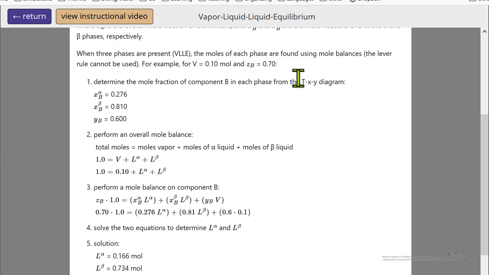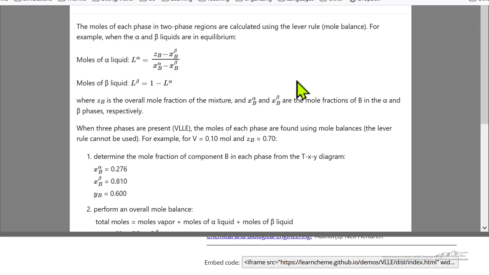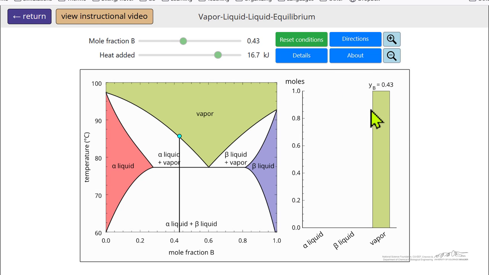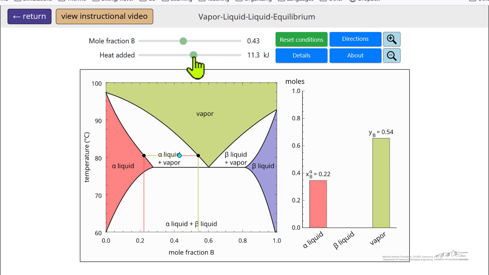The details show the mass balances that we use to determine the bar graph. We can also, of course, decrease the heat and go in the other direction by removing heat from the system. So this is a case where two liquids, two pure components, are only partially soluble, and we're looking at a temperature mole fraction diagram to understand their behavior.